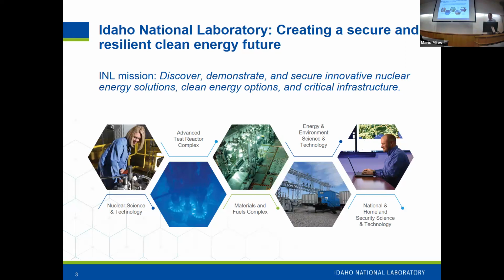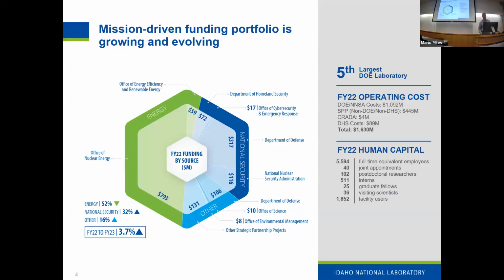We also have energy and environmental science and technology, which does a lot of energy related research, including things like looking at the performance of batteries for electric vehicles. And then we have the National Homeland Security Science and Technology Directorate, which focuses on critical infrastructure, things like our electric grid and Wi-Fi networks, things like that.